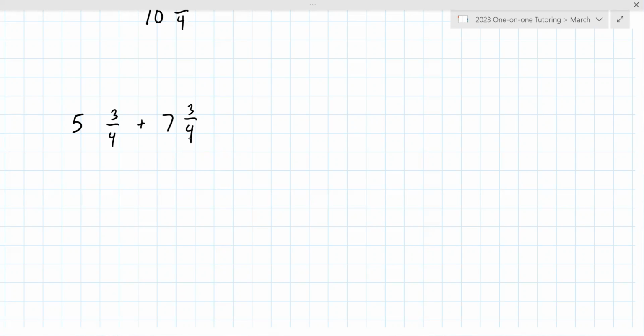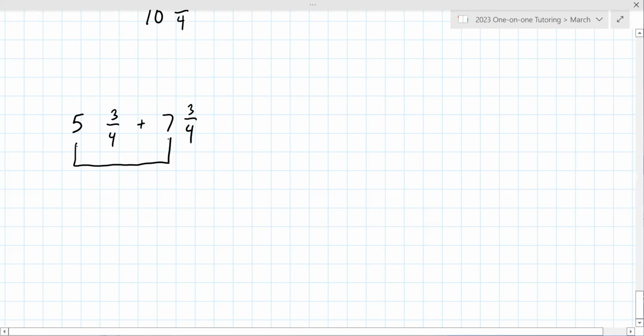Okay, I think I found my answer. Tell me what you've come up with. 7 and 6/6. Okay, let's start by adding the two numbers here, 5 and 7. What is 5 plus 7? 5 plus 7 is 12. Okay, and then add the two fractions here. What is 3/4 plus 3/4?